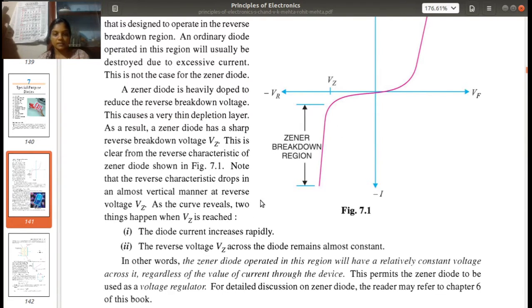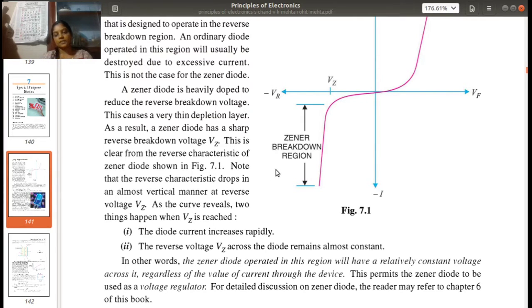As the curve reveals, two things happen when Vz is reached. The diode current increases rapidly, and the reverse voltage Vz across the diode remains constant. In other words, a Zener diode operated in this region will have a relatively constant voltage across it, regardless of the value of the current through the device. This permits the Zener diode to be utilized as a voltage regulator.